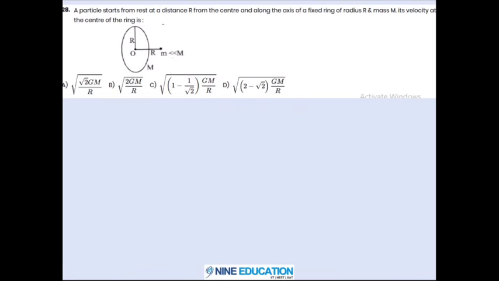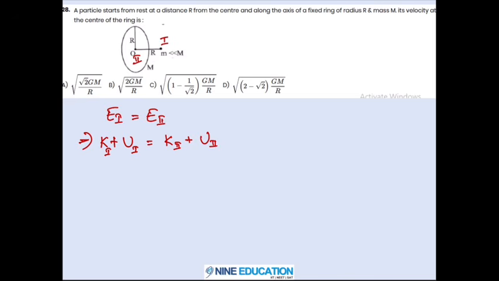A particle starts from rest at a distance of r from the center and along the axis of a fixed ring of radius r and mass m. Its velocity at the center of the ring. So you could call this position 1 and this position 2. As simple as that. So total energy at position 1 is equal to total energy at position 2, which is kinetic plus potential is equal to kinetic energy at 2 plus potential energy at 2.